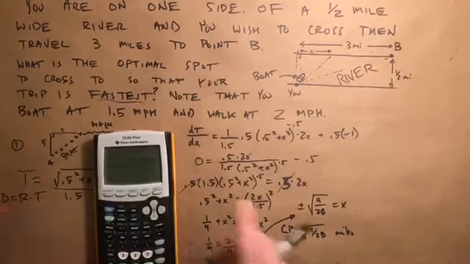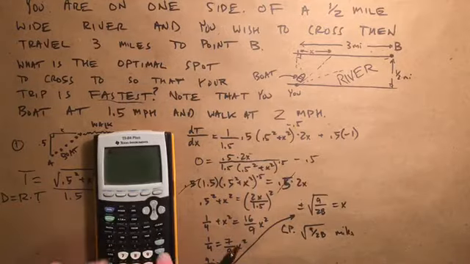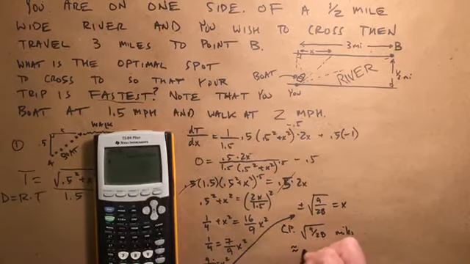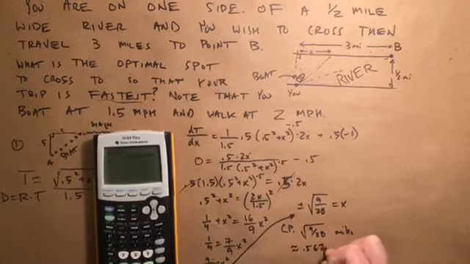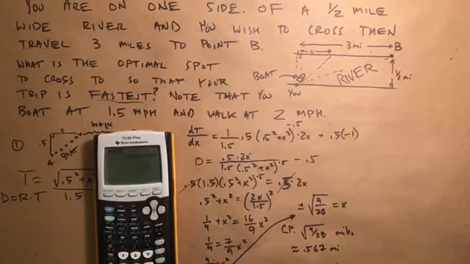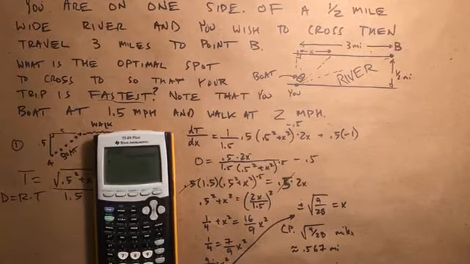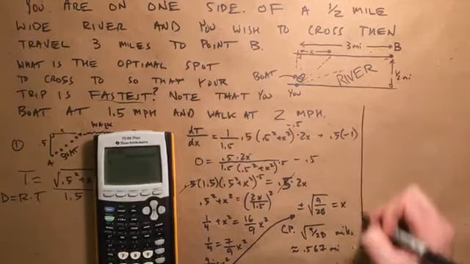I'm just going to enter that into my calculator so I know. Square root 9 over 28. And this is around 0.567 miles. We're not done. We're not done. We have one last thing to do, and that's to test.